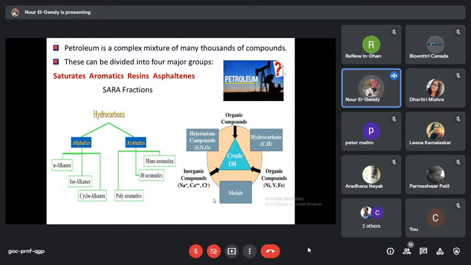Petroleum is a complex mixture of many thousands of compounds. These can be divided into four major groups: saturates, aromatics, resins, and asphaltenes. Saturates and aromatics are mainly hydrocarbons only, but resins and asphaltenes have, besides the hydrocarbons, non-hydrocarbon compounds like heavy metals and inorganic compounds, and also sulfur, nitrogen, and oxygen heterocyclic compounds.